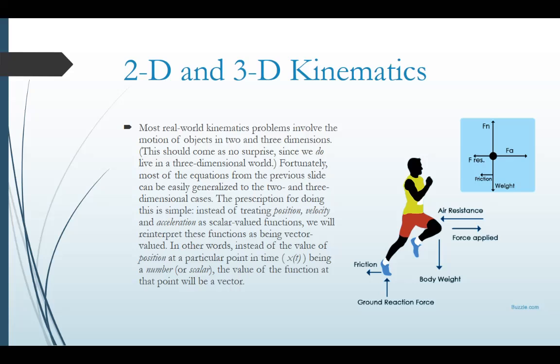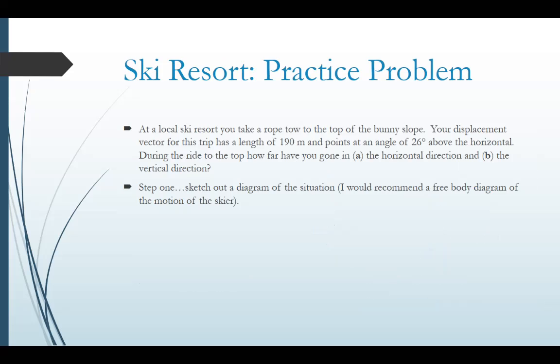The prescription for doing this is really simple. Instead of treating position, velocity, and acceleration as scalar valued functions, we reinterpret them as being vector valued by having a particular direction, x of t being a number or scalar, and the value of the function with that particular direction. Okay, so let's give you an example. We have a ski resort.